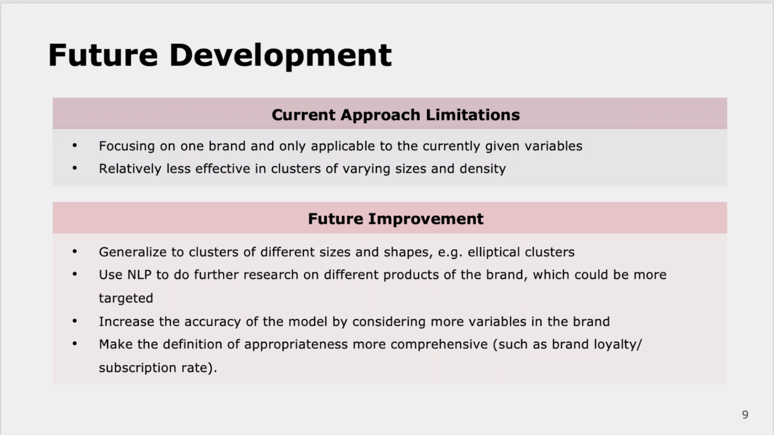The major limitation of our current approach is that we are focusing on one brand only, and the function is only applicable to the given variables. Future improvement can be achieved by generalizing to clusters of different sizes and shapes, and using NLP to do further research on different products of the brand. We can also increase the accuracy of the model by considering more variables in the brand. And we can make the definition of appropriateness more comprehensive by integrating the concept of brand loyalty, for example.